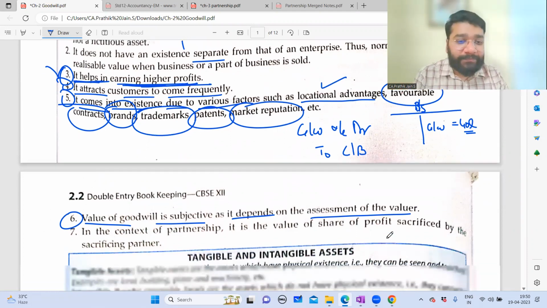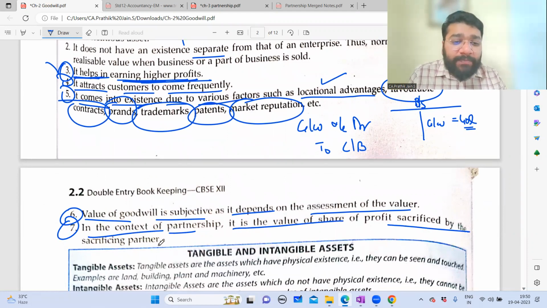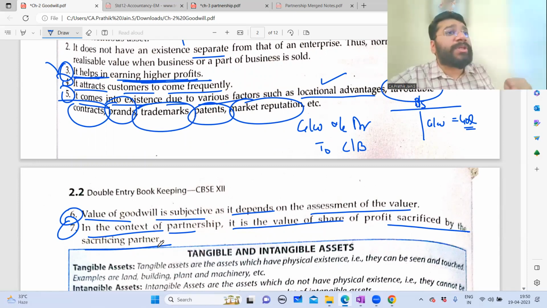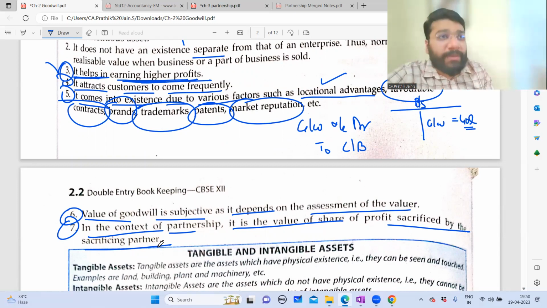So it is subjective. In the context of partnership, it is the value of the share of profit sacrificed by the sacrificing partner. So here you will never come across any situation where the entire business is being sold. Here you will come across a situation where a part of the profit is being sacrificed by the partner. Why is that happening? Why is he sacrificing part of the profit? What are the scenarios when the partners are sacrificing that profit? You will understand eventually in the upcoming topics.